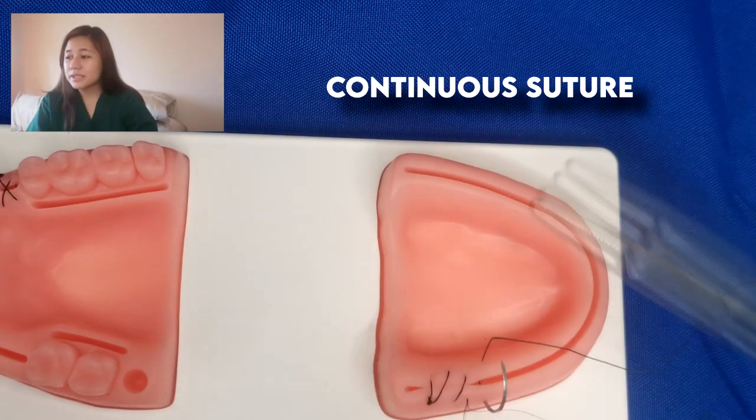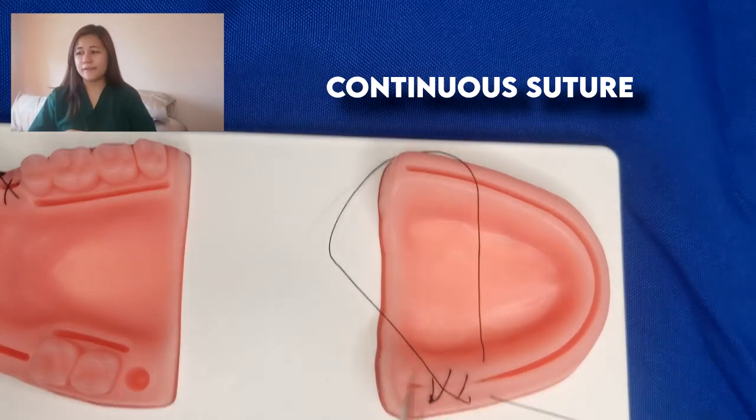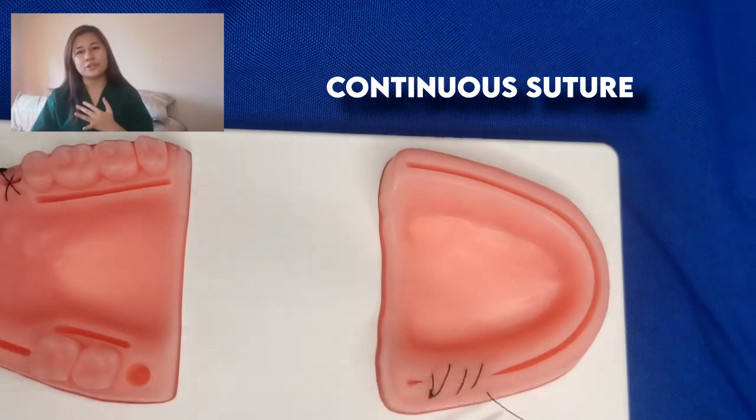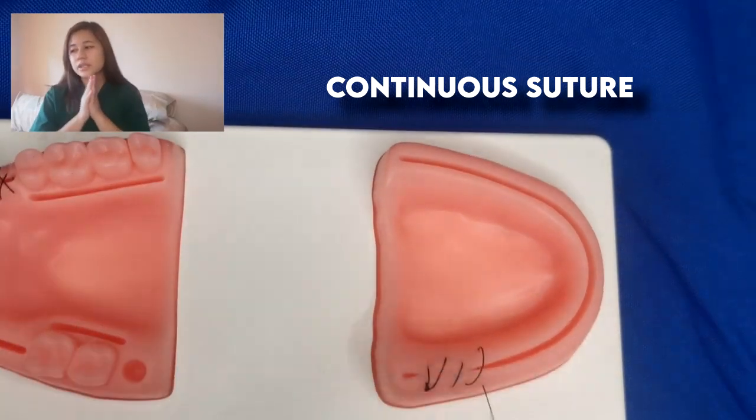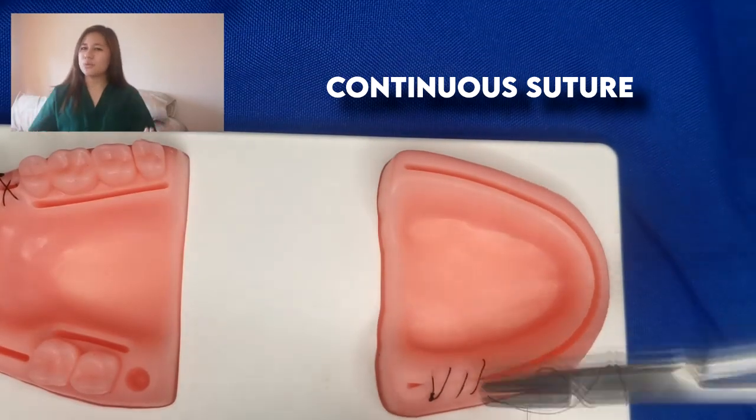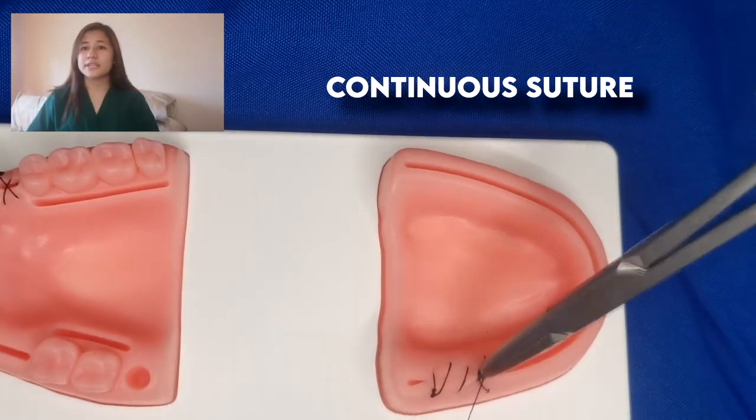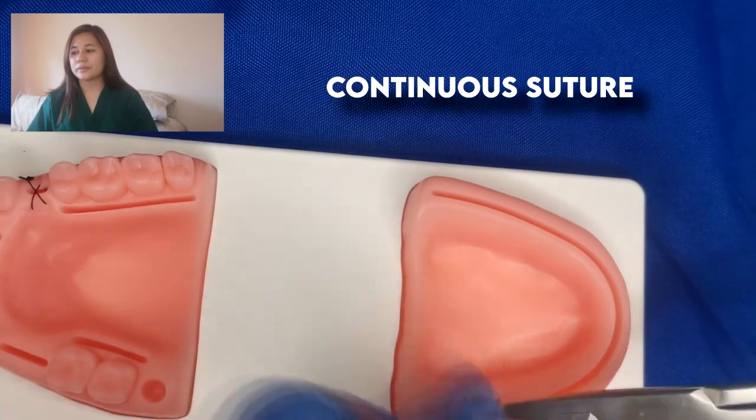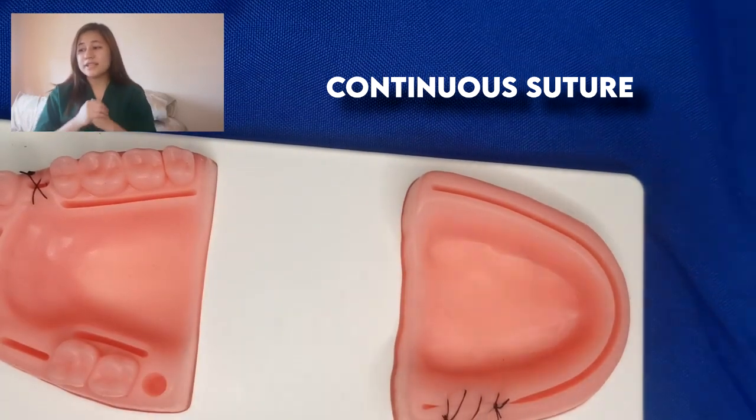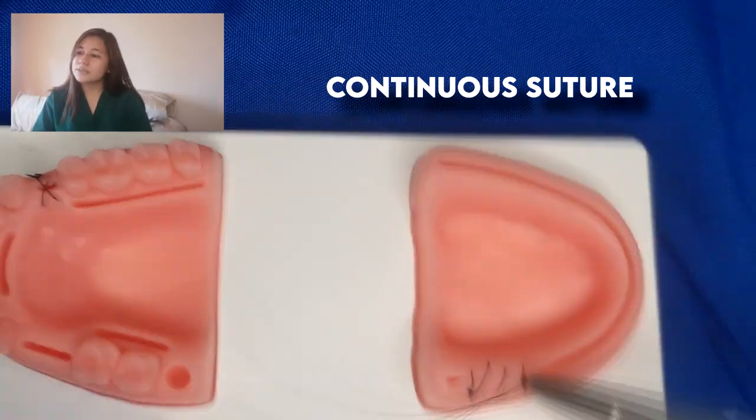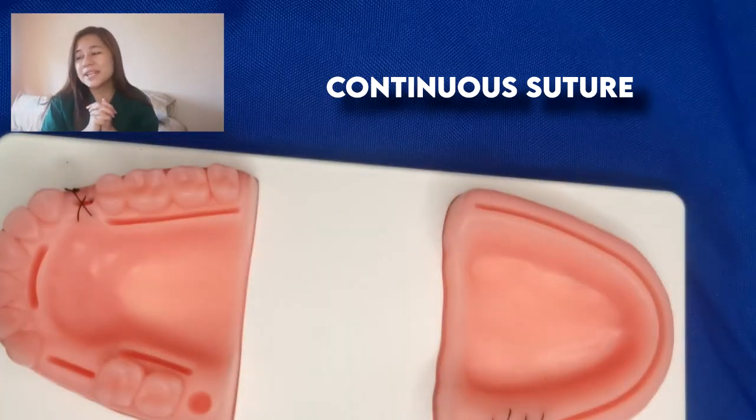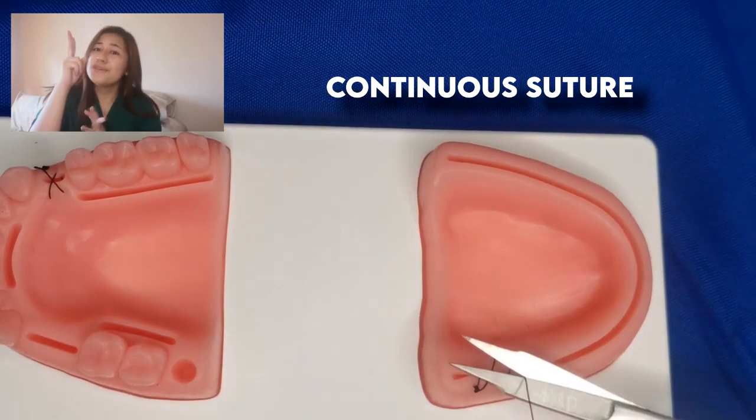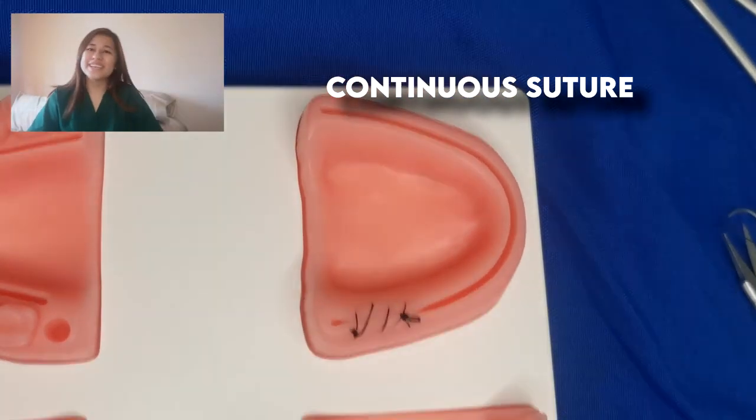Its indications are for bone graft, removal of mandibular tori, tuberosity reduction, and where aesthetics are not really that important. And its advantage is it is very easy to produce a more watertight closure. But its disadvantage is that if you cut a part of it, you will lose everything.